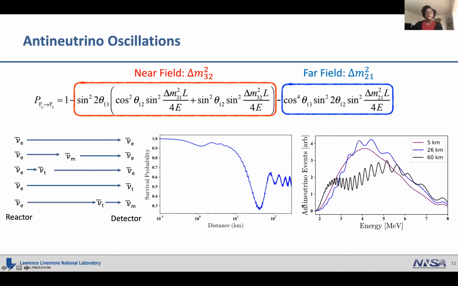Whereas when you get a lot farther away, roughly 60 kilometers, as shown in black, you actually see the contributions from both the 3-2 and the 2-1 oscillation parameters, right? So you see the 3-2 from these really fast wiggles, and that's your near field component. And the far field component shows up within these really slow oscillating features right here. If you squint, you can see that there's a binodal hump in a way, and that's an indication of the far field oscillation parameter.